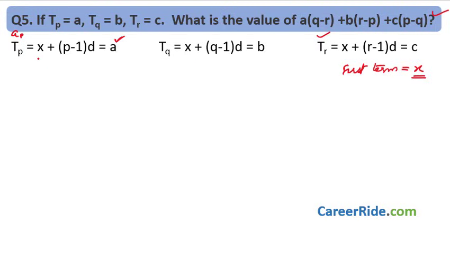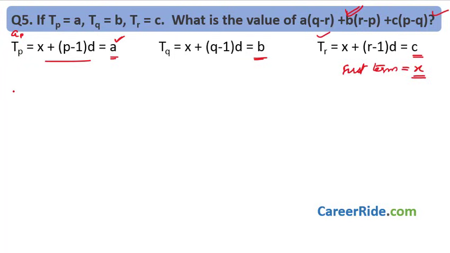If X is my first term, then my pth term TP is equal to X plus P minus 1 into D, right? And its value is given as A. The qth term becomes X plus Q minus 1 into D and its value is given to me as B. And similarly with the rth term, that is X plus R minus 1 into D and its value is given to me as C. Okay, now I'll just start placing the values of A, B and C in the equation that is given to me in the question.